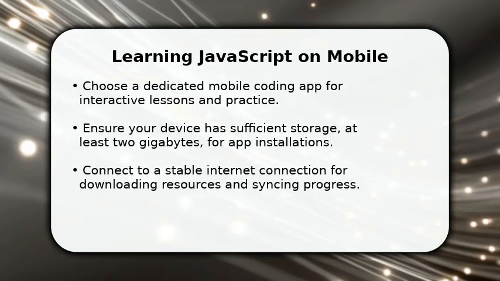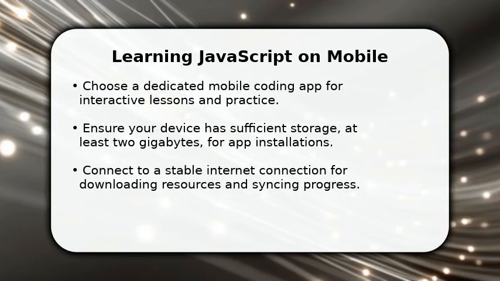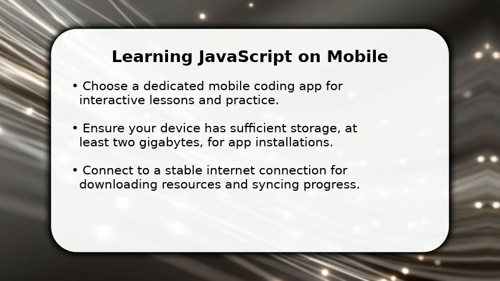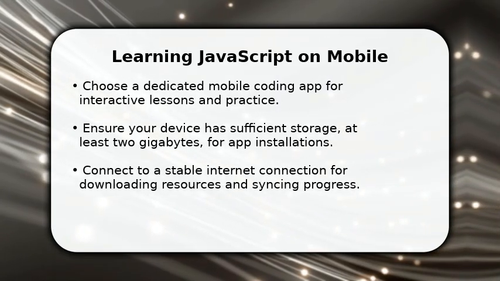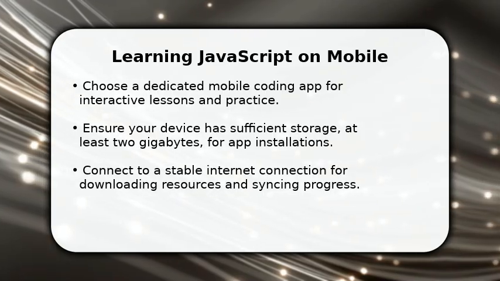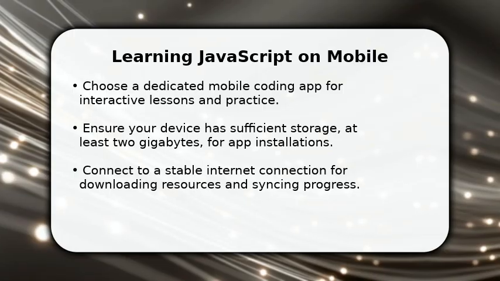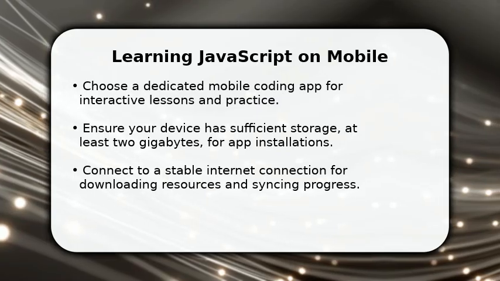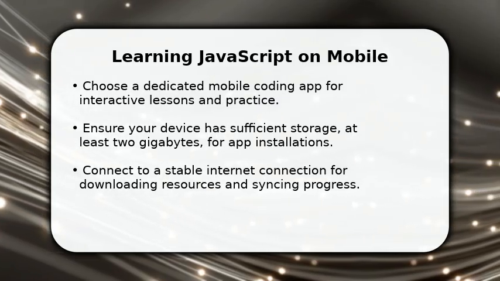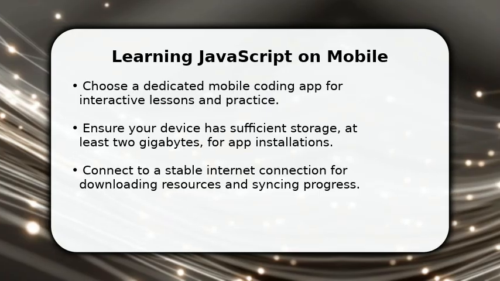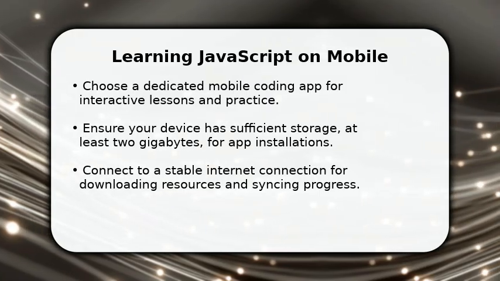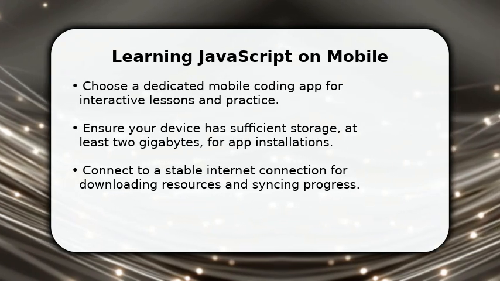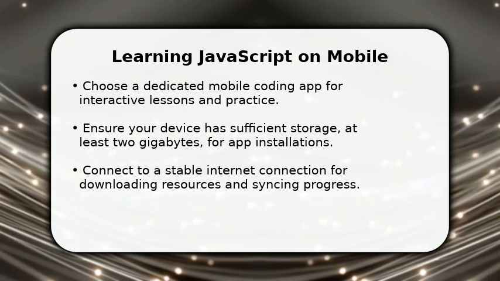In this video, I will explain how to learn JavaScript on mobile. First, select a reputable mobile coding application designed for interactive learning. Many excellent options are available, offering structured courses and immediate feedback. Ensure your mobile device has at least 2 GB of free storage for these applications and their associated content. A stable internet connection is also crucial for downloading lessons and syncing your progress across devices. This setup will provide a smooth and effective learning experience.